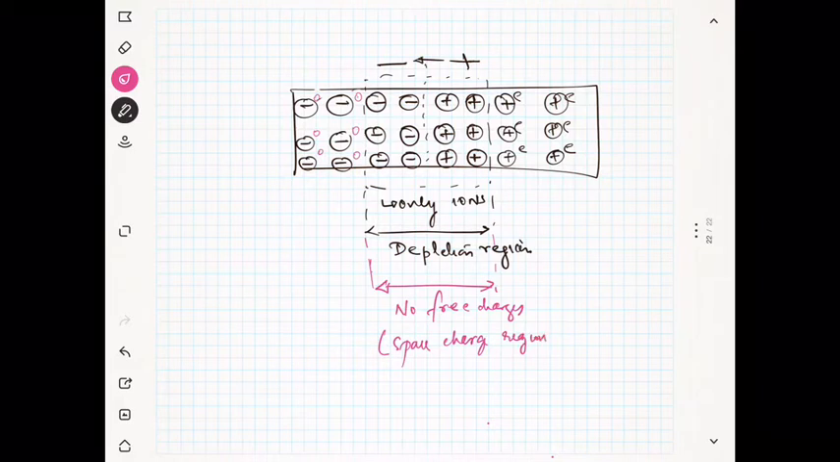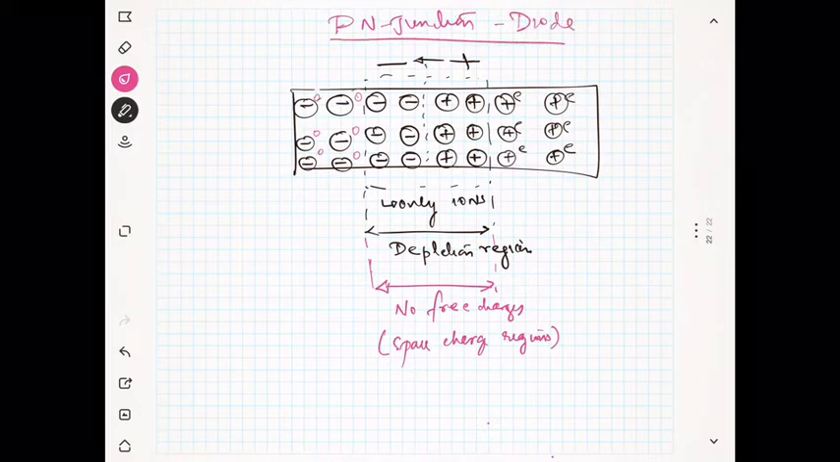Okay, there are some charges but they cannot move, and these charges are nothing but the ions. They are not free charges, so no free charges are there. Now, this is known as the p-n junction diode, or simply we will call it a diode.